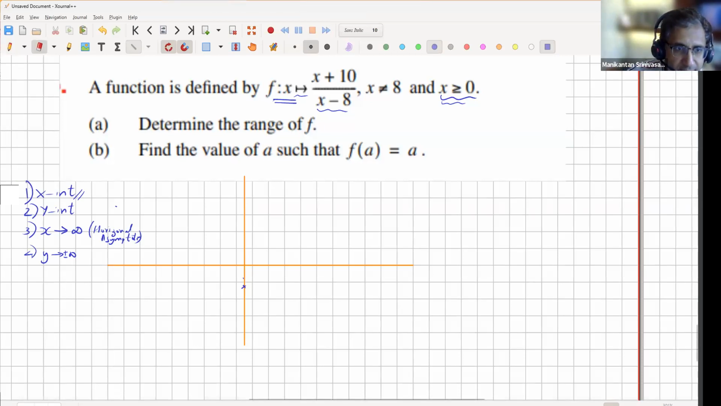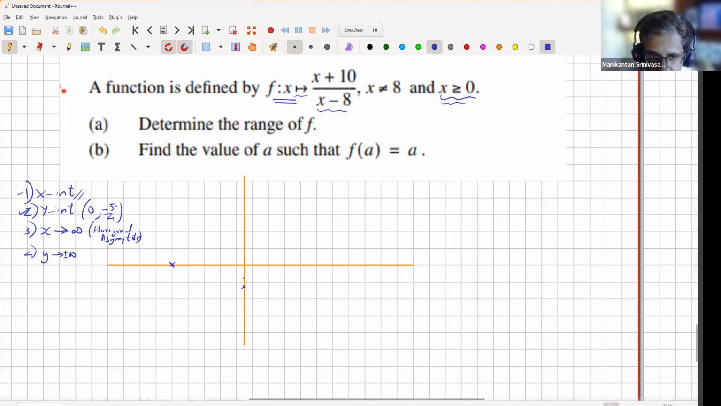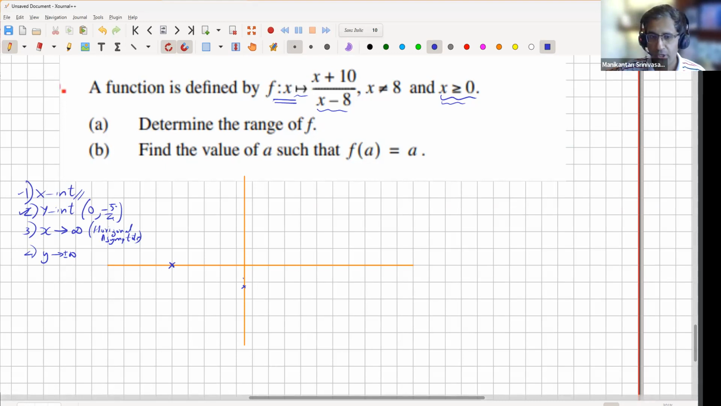What we first did is the y-intercept, right? For x equal to 0, where does it cut the y-axis? That's the y-intercept. So when x is 0, it passes through y equal to -5/4. The x-intercept is the reverse, right? Where does it cut the x-axis? Meaning, when does the y value become equal to 0? In other words, when does the numerator become equal to 0? So in this case, the numerator is 0 when x is -10. So it passes through (-10, 0). So the graph passes through these 2 points.